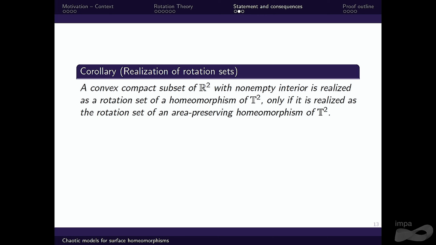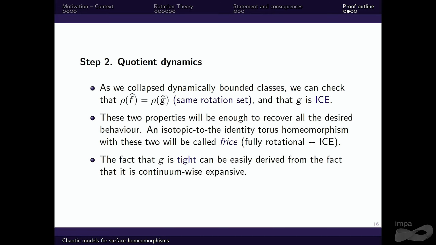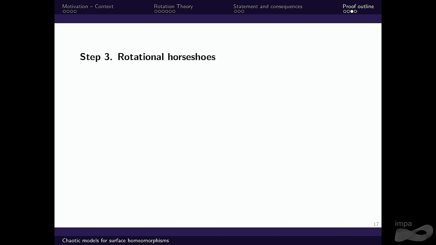You can also obtain tightness, only checking that it is continuum-wise expansive. And with the first 2 properties, you can build the whole rest, 4, 5, and 6. Essentially 5, which is this.